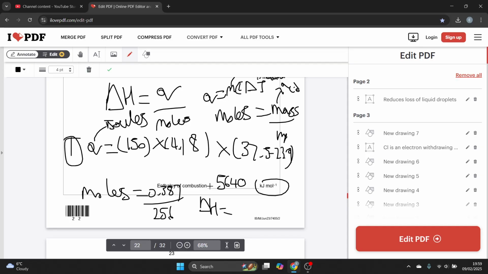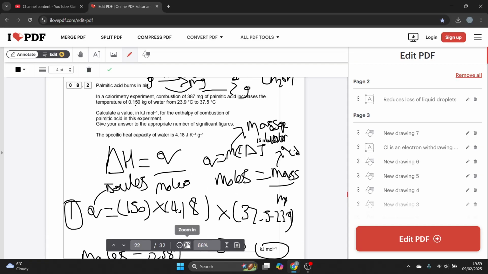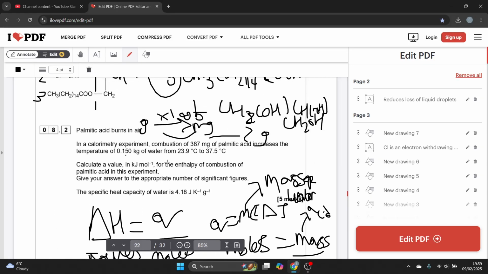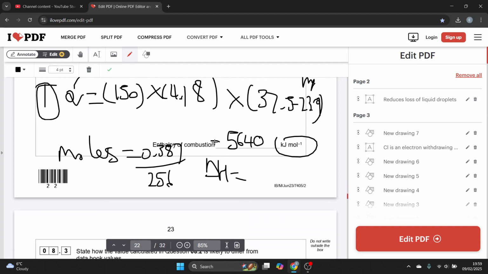And the final trick a lot of students fall for, including myself, many times, but I've learned from my mistake, is that the temperature of the water increases. So that tells me that it's exothermic, as temperature increases, therefore exothermic.